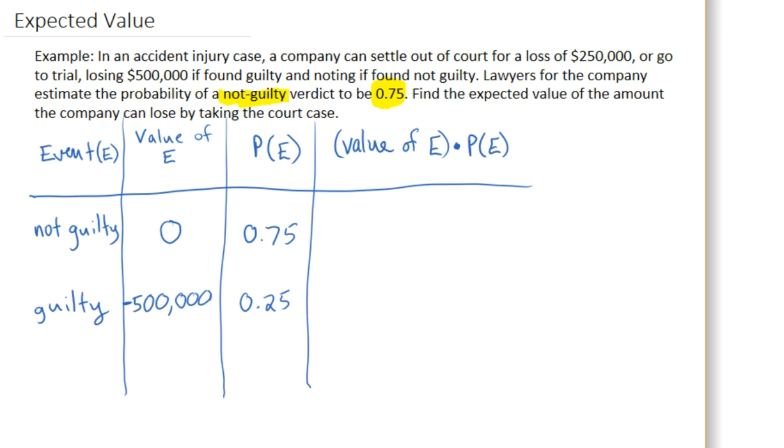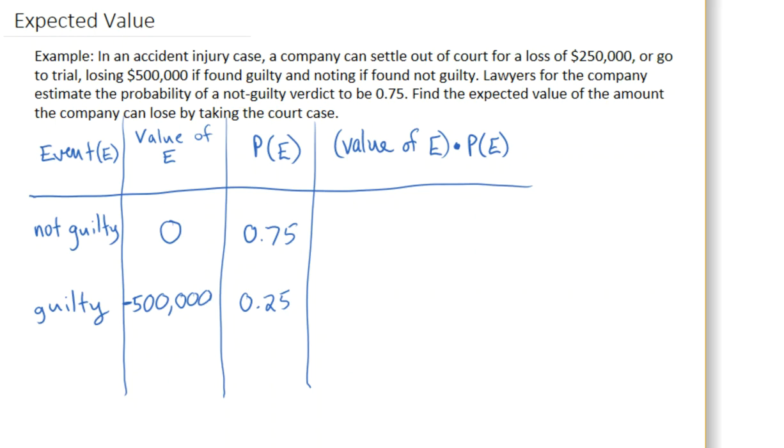One of the things that does confuse people on this particular problem is they try to find a probability for the settlement, and there's not a probability for that because that's not one of our events. But if it is one of the events, then there will be a way to sort out the probability of it.